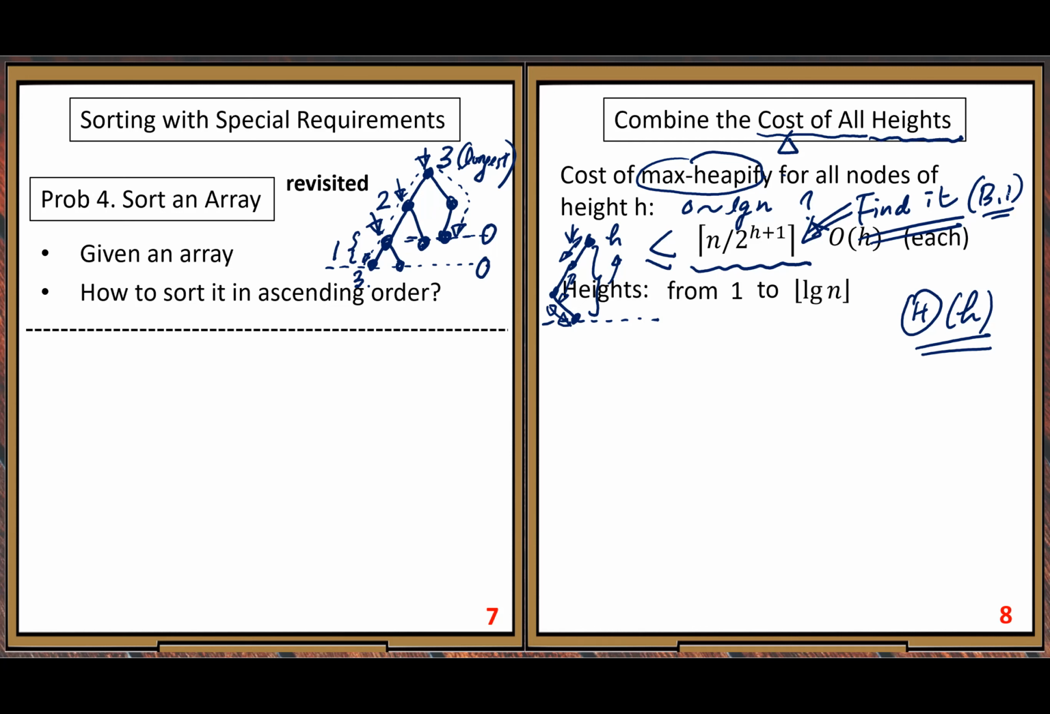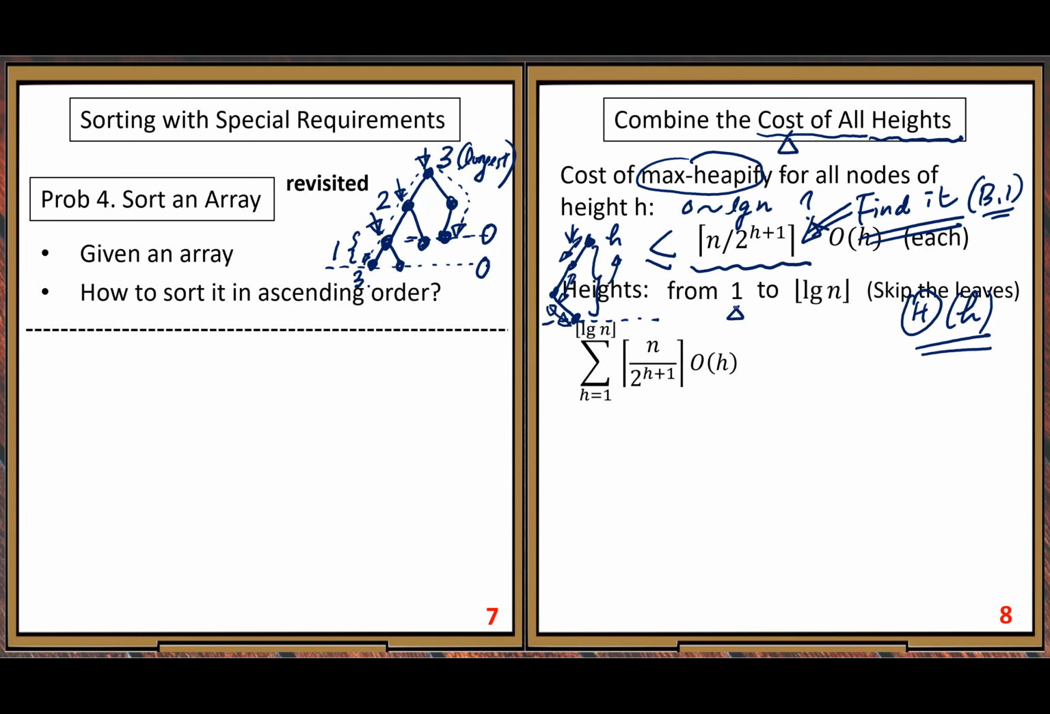Heights from 1 through floor function of log of n. Height 0, the ground level, there is no cost, right? No building cost, because at ground level we do nothing. So we skip the height 0 case and start from the height 1 case. All right. Now skip the leaves.